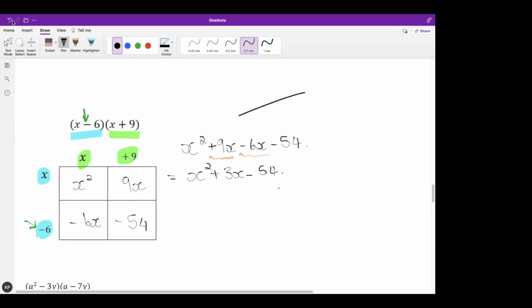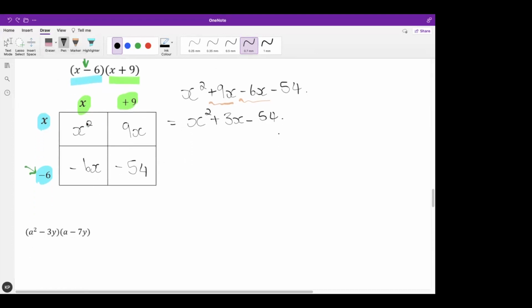Okay, so the next one I want us to try without using the block method, which means we're going to use the FOIL method. The FOIL method is much more convenient because who wants to be drawing blocks in a test? You don't have time for that. In this case, they gave us blocks so we could just fill them in. But if they don't give you blocks, you don't have time to be taking out your ruler and drawing little blocks. So let's practice using the FOIL method.